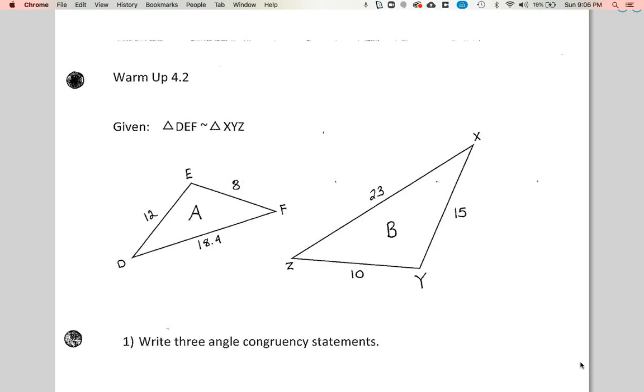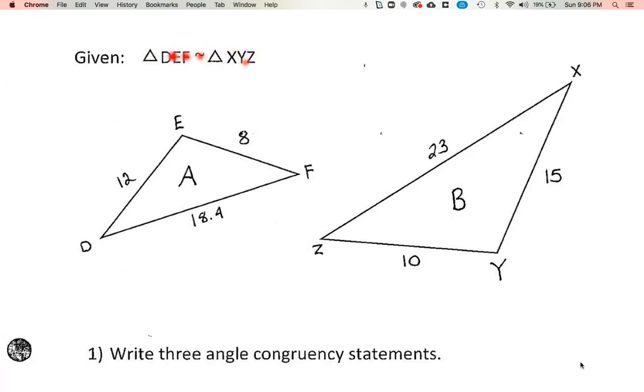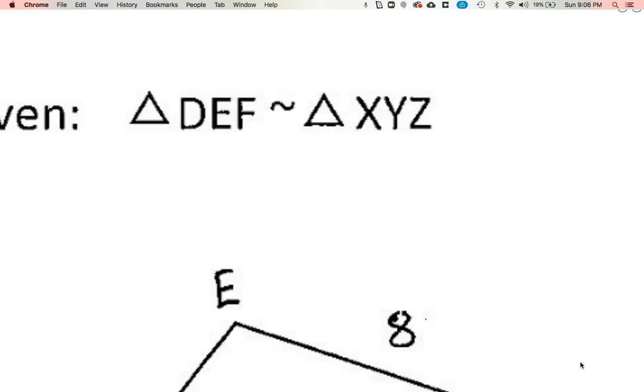So we're going to start with this warm up. Remember, we call this a similarity statement. Here's our similarity symbol. We only use these if they're triangles. If they're not triangles, we just use all the vertices. Remember, there's a lot that we can read from here. We know that D is congruent to X because they're in corresponding positions. So we can look at the angles, or we can look at them as corresponding sides. DE, so side DE, they're next to each other, would go with XY. So we can get a lot of information just by looking at that similarity statement.